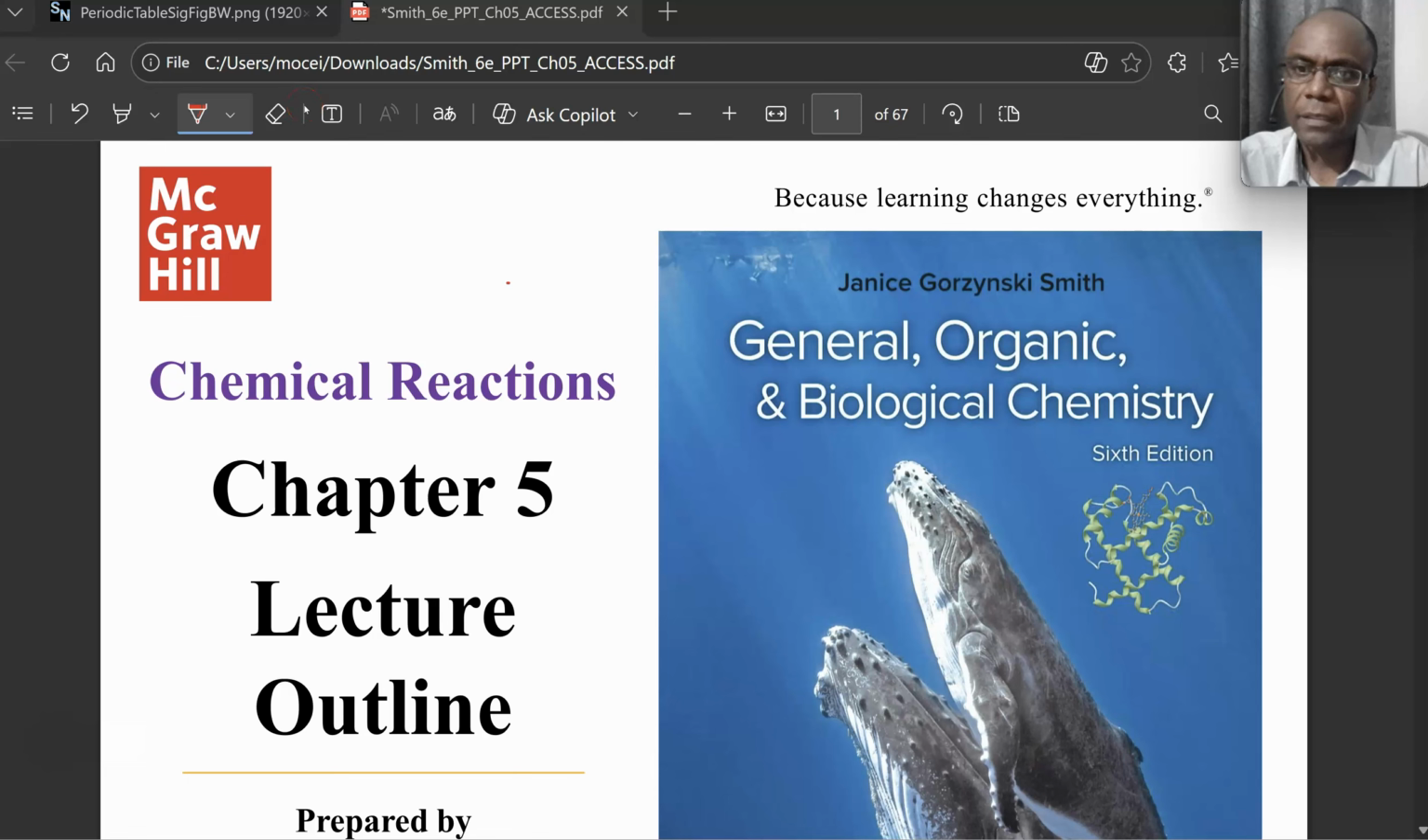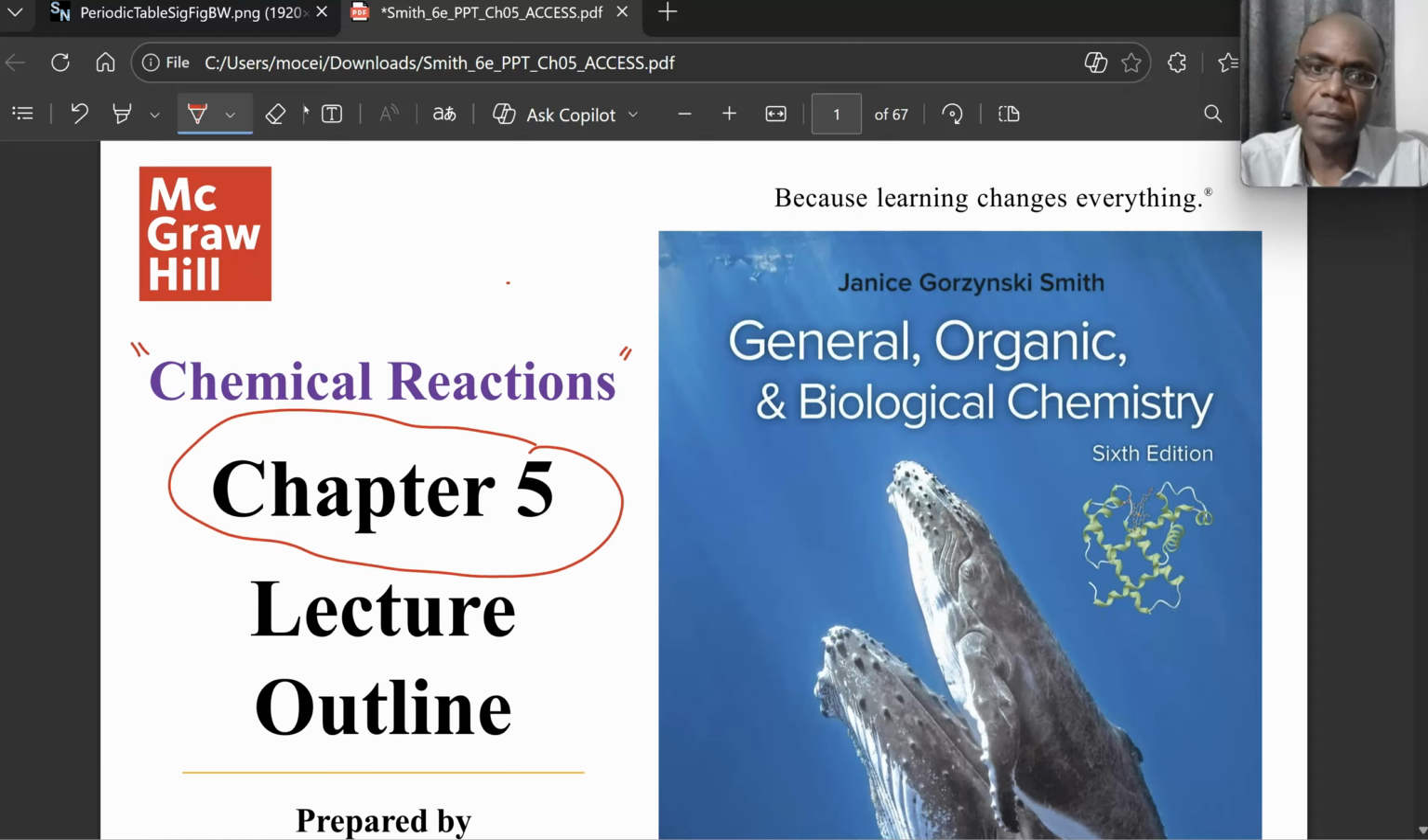Let us discuss chapter 5. Chapter 5 is on chemical reactions. We have already learned how to draw structures. We know about the valence electrons. We know about the charges. We know about polyatomic ions, monatomic ions. We know about metals, non-metals, ionic bonds, covalent bonds. Now it's time to do the actual reactions.